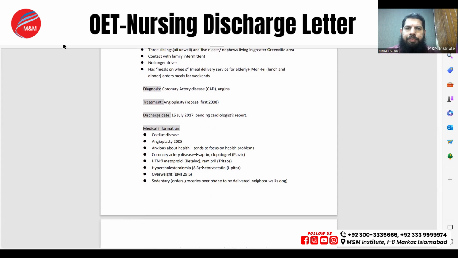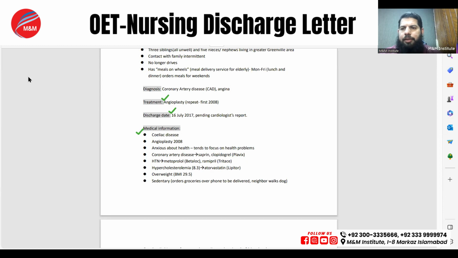What was the problem? So we can see here, the patient was admitted and treated, the angioplasty has been done, and she's scheduled to be discharged tomorrow, as the 15th is today's date. And the medical information, whatever information like say coeliac disease, yes, it's important to write it down. Angioplasty, the past history, you may write or you may omit, it's up to you, right?